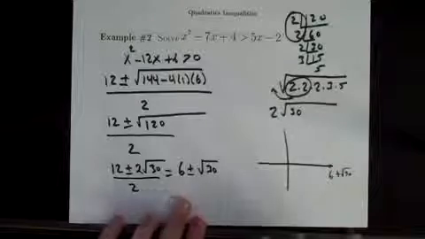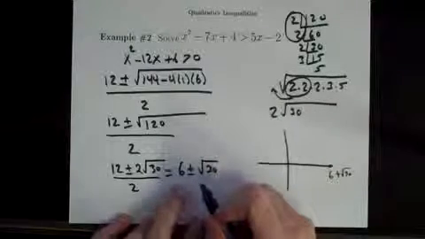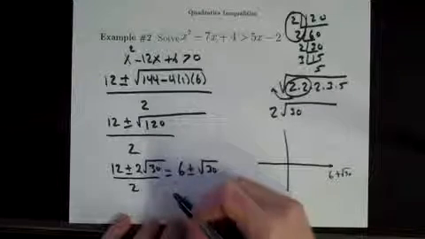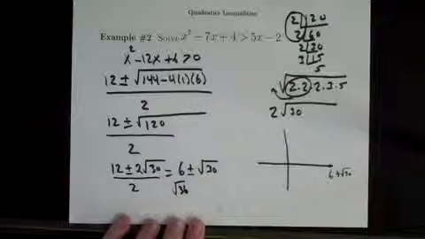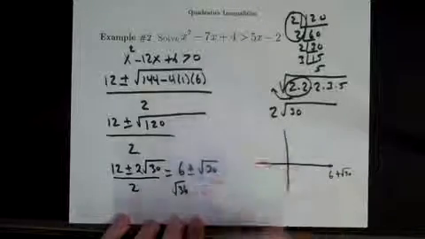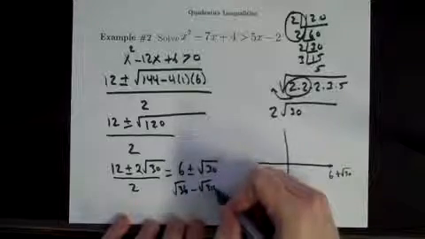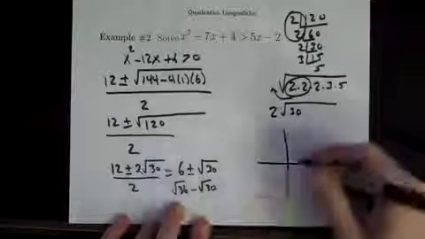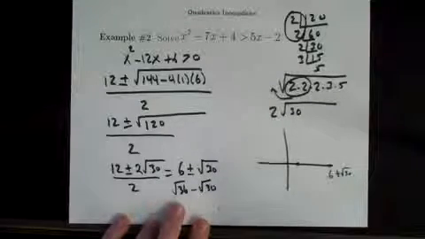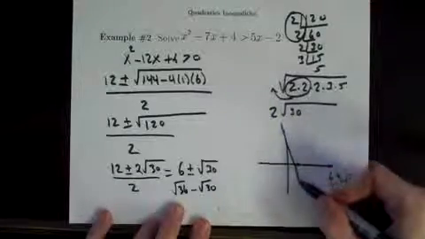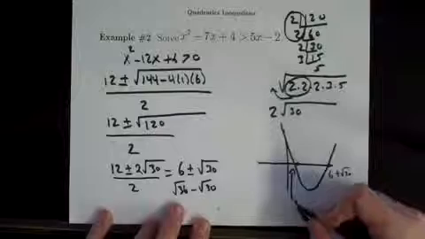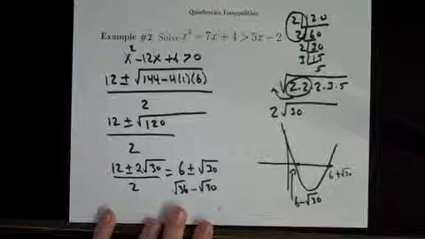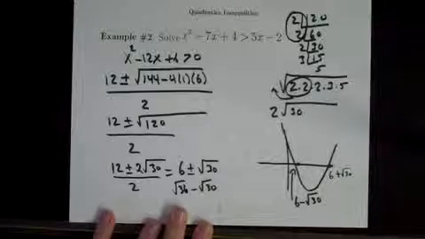So without a calculator, it's a good skill to know how to estimate this. So 6, that's the same thing as the square root of 36. And what am I doing? I'm doing minus the square root of 30. The square root of 36 is bigger than the square root of 30. So this is going to be a positive number. So somewhere in the positive area, we're going to have this. Okay? So there's my quadratic.